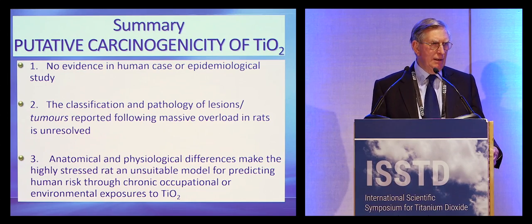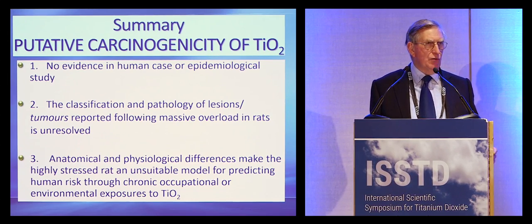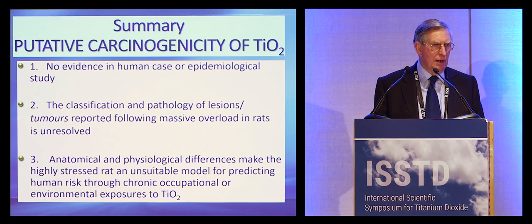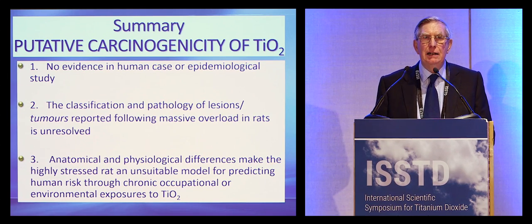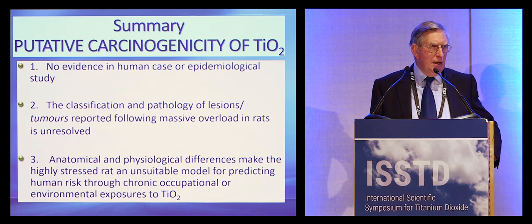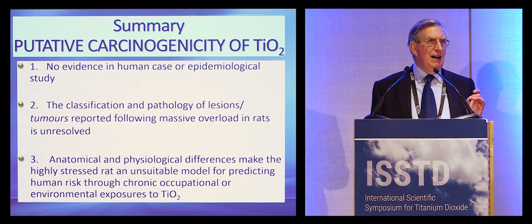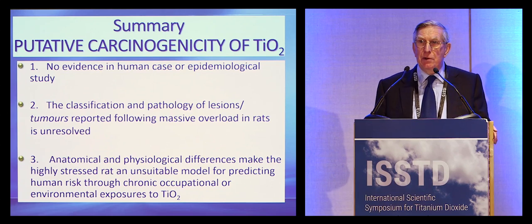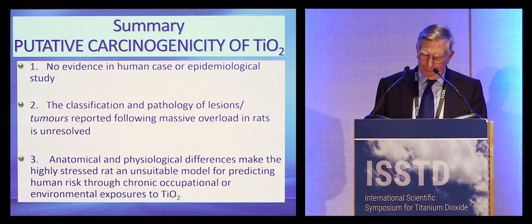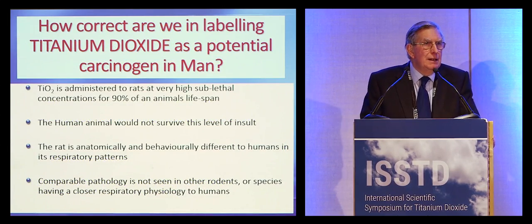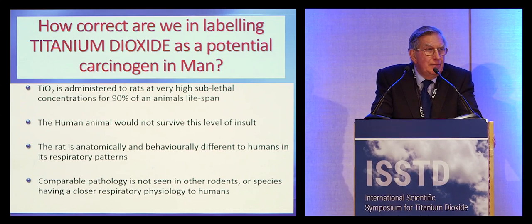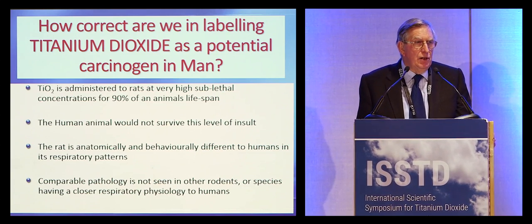I question already the classification and pathology of the lesions reported in these experimental studies following massive overdose of titanium dioxide. And again, I'd like to re-emphasize that anatomical, physiological differences make the highly stressed rat a highly unsuitable species on which to base predictive evaluations. And finally, I'd like to conclude by questioning how correct are we in labeling titanium dioxide as a potential carcinogen in man.